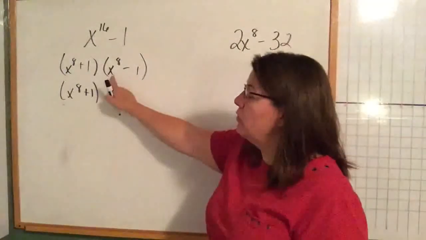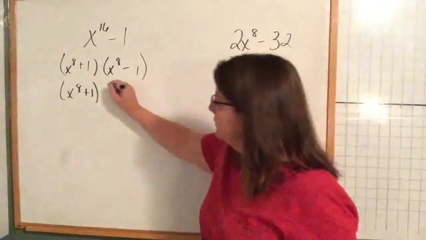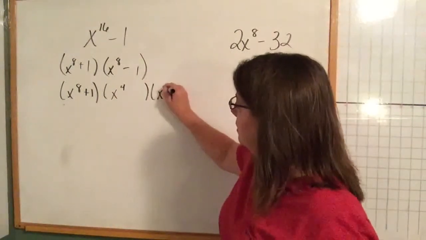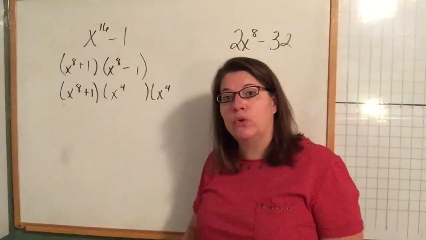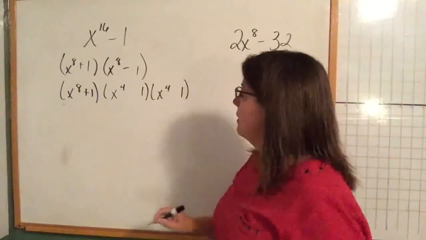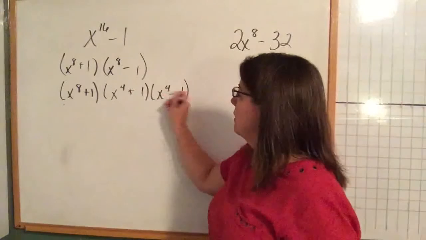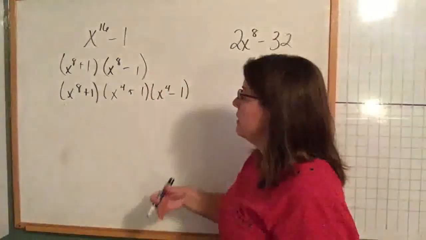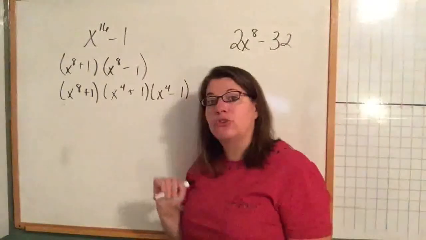So what's the square root of x to the 8th? Hopefully you're saying that's x to the 4th. The square root of x to the 8th is x to the 4th. The square root of 1 is 1. One of these will be a plus, one of them will be a minus. So now we need to recognize, is this finished? Have we factored completely?